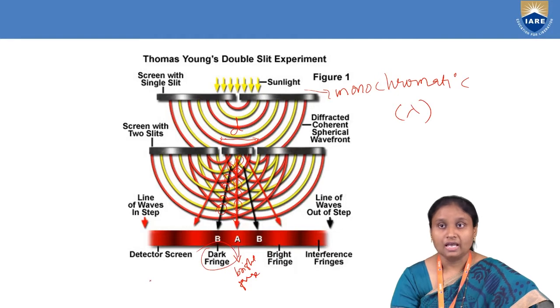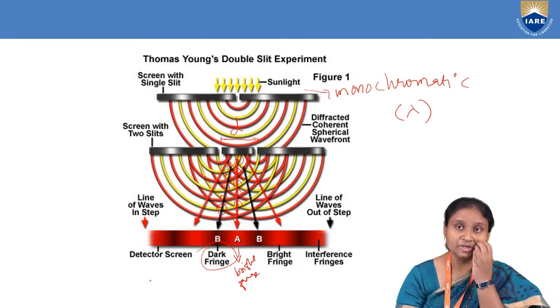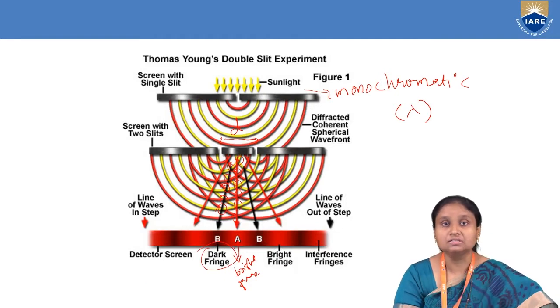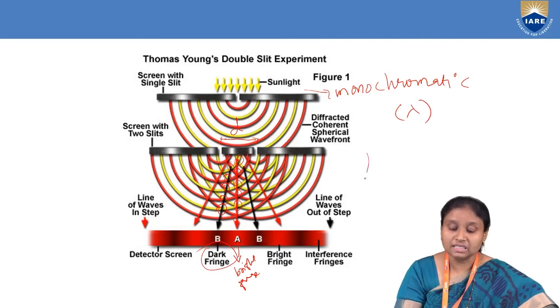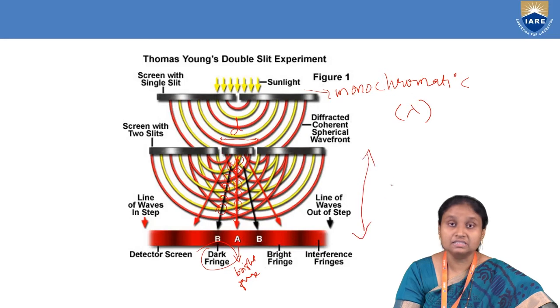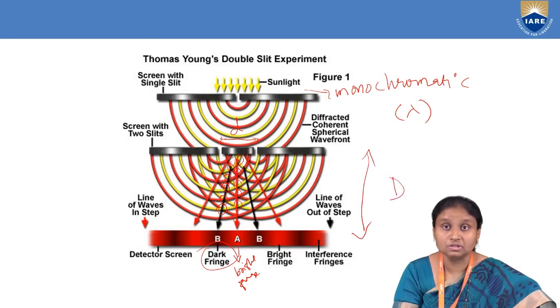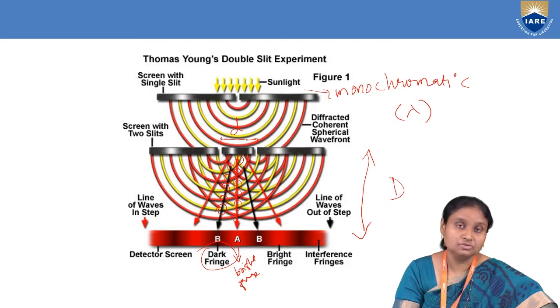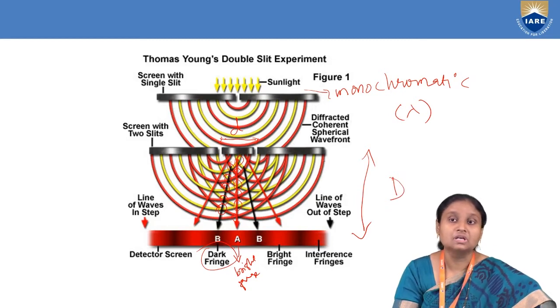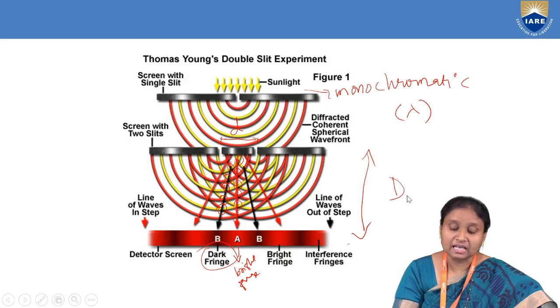And one more thing to understand in this experimental setup is that small d is the distance between those two slits, whereas capital D is the distance of the screen from those two virtual coherent sources. Now these two slits act as two virtual coherent sources. So the distance of these two virtual coherent sources from the screen is taken as capital D.